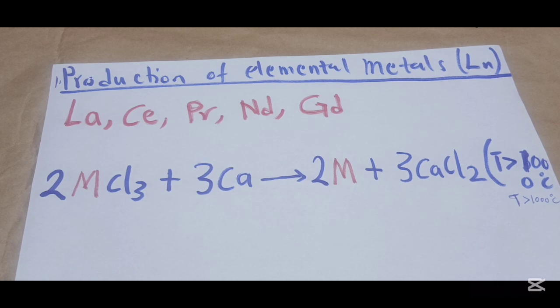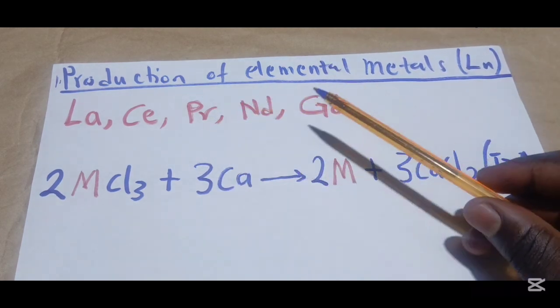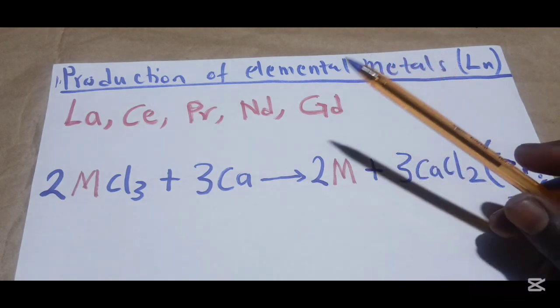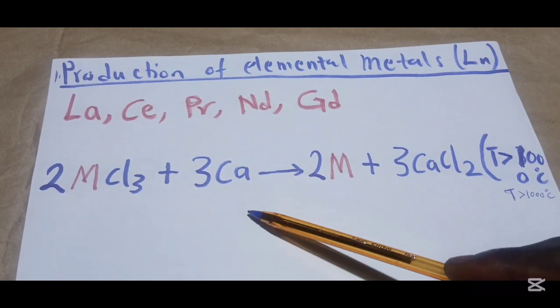So the elements in the lanthanide series, there are ways of producing them elementally, right? So we are going to look at some equations that produce certain types of the elements in the lanthanide series. So for La, Ce, this is the equation that you can use to produce them.